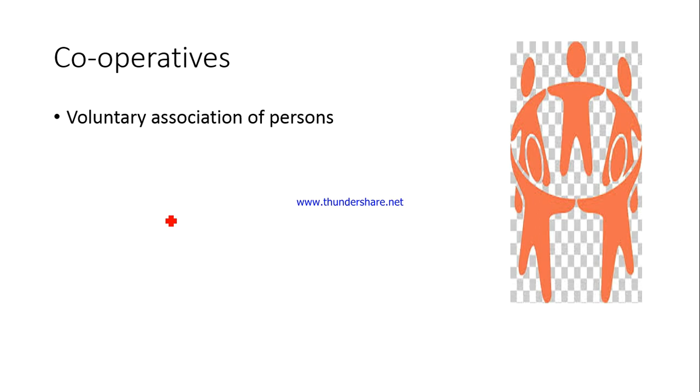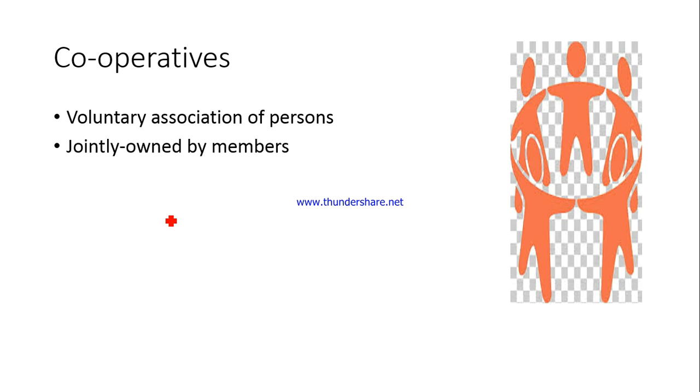Please also understand that the word cooperative has been formed from the same root word from which you have the word cooperation. So basically cooperatives are all about cooperation, helping each other. And so this is a voluntary association of people who come together. It could be males, females. They come together and do something which is of mutual benefit to all the individuals in the cooperative.